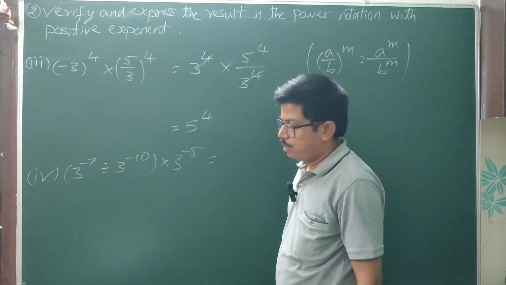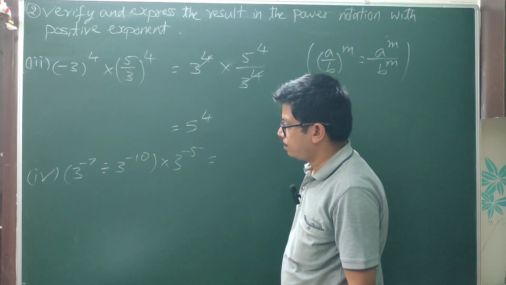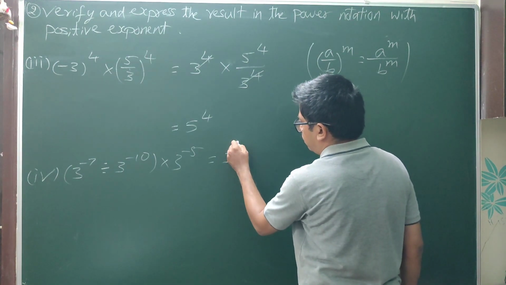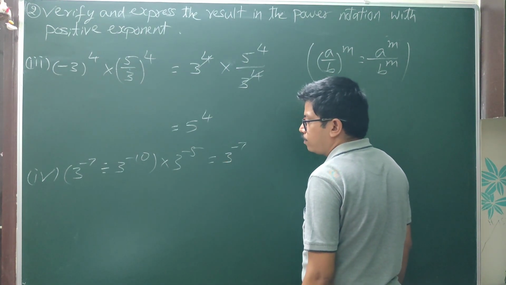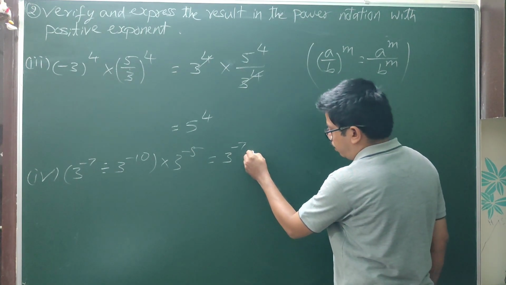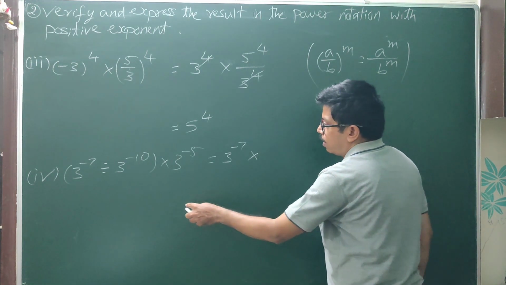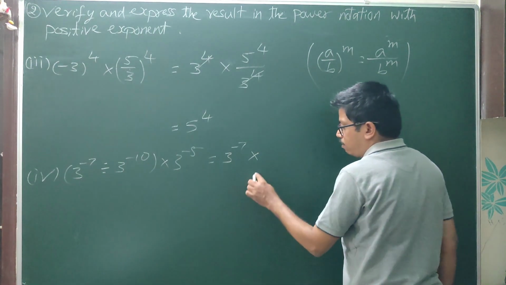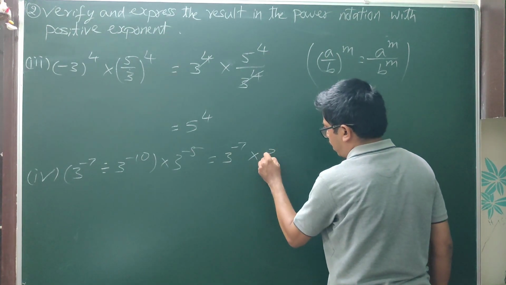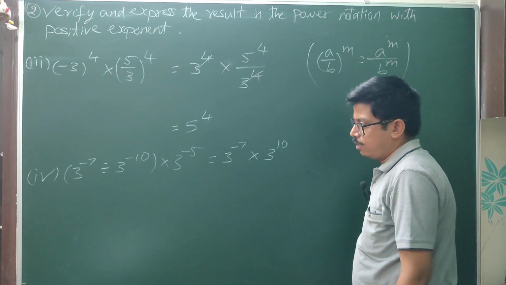So here 3 power minus 7 into, just have a look, I have written this divided by symbol as into. Again this, I am changing the sign of the power. You can just write it.